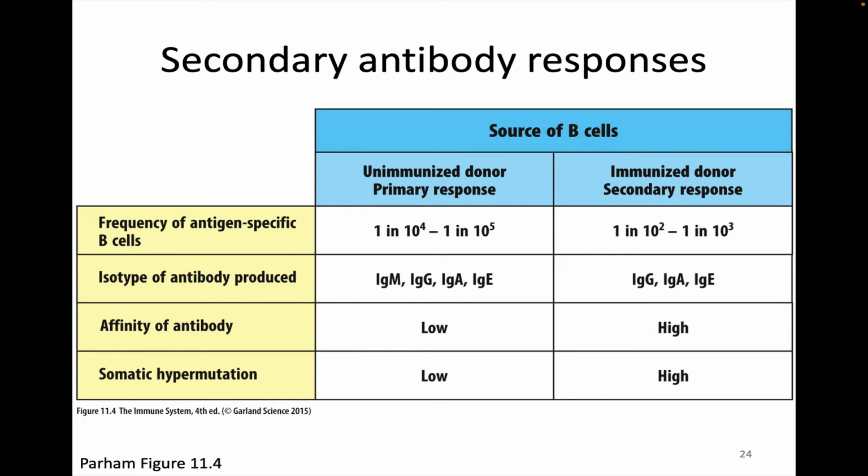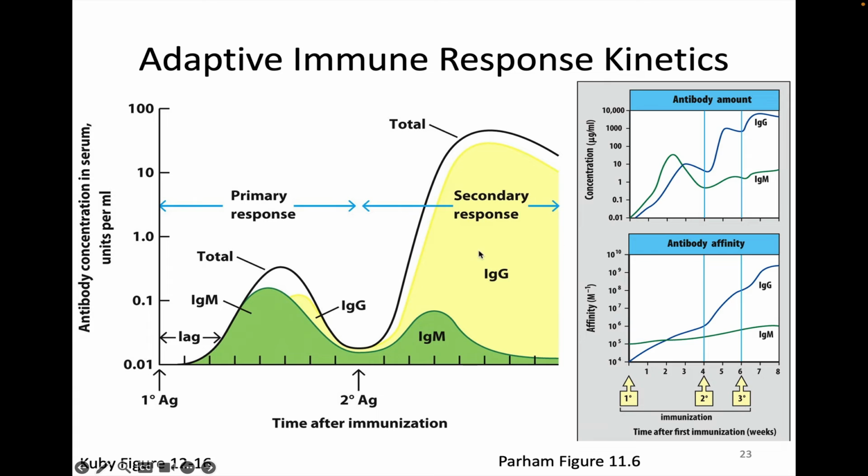So you can see that if we compare primary and secondary antibody responses, in the secondary response, we have B cells that are specific for our antigen of interest that are way more frequent. We've got high affinity, we've had lots of somatic hypermutation, and we will be getting only the class switched antibodies, particularly IgG. Remember, IgG is by far the most predominant antibody, particularly in the blood. And so that's why we tend to just look at the IgG levels, because we're not missing too much if we're only looking at IgG levels.